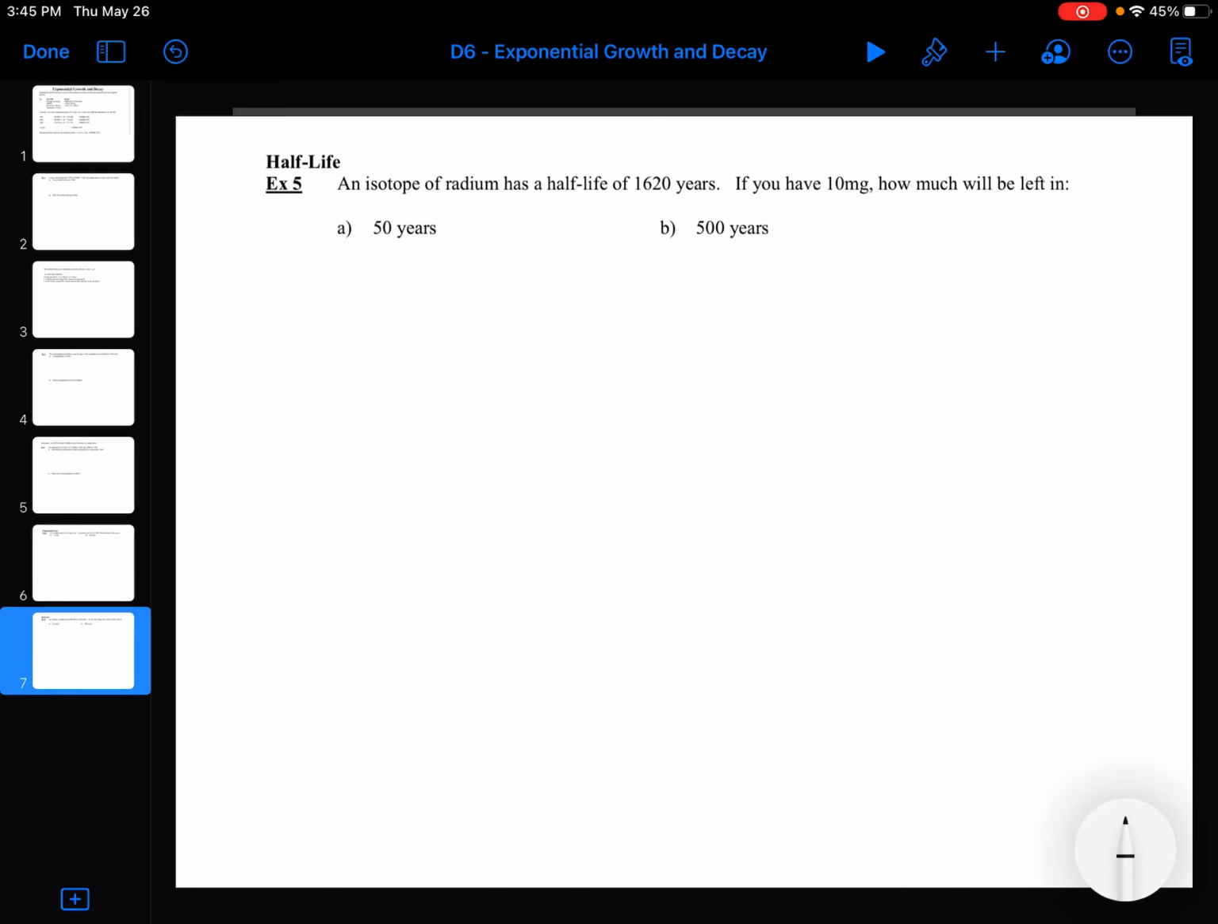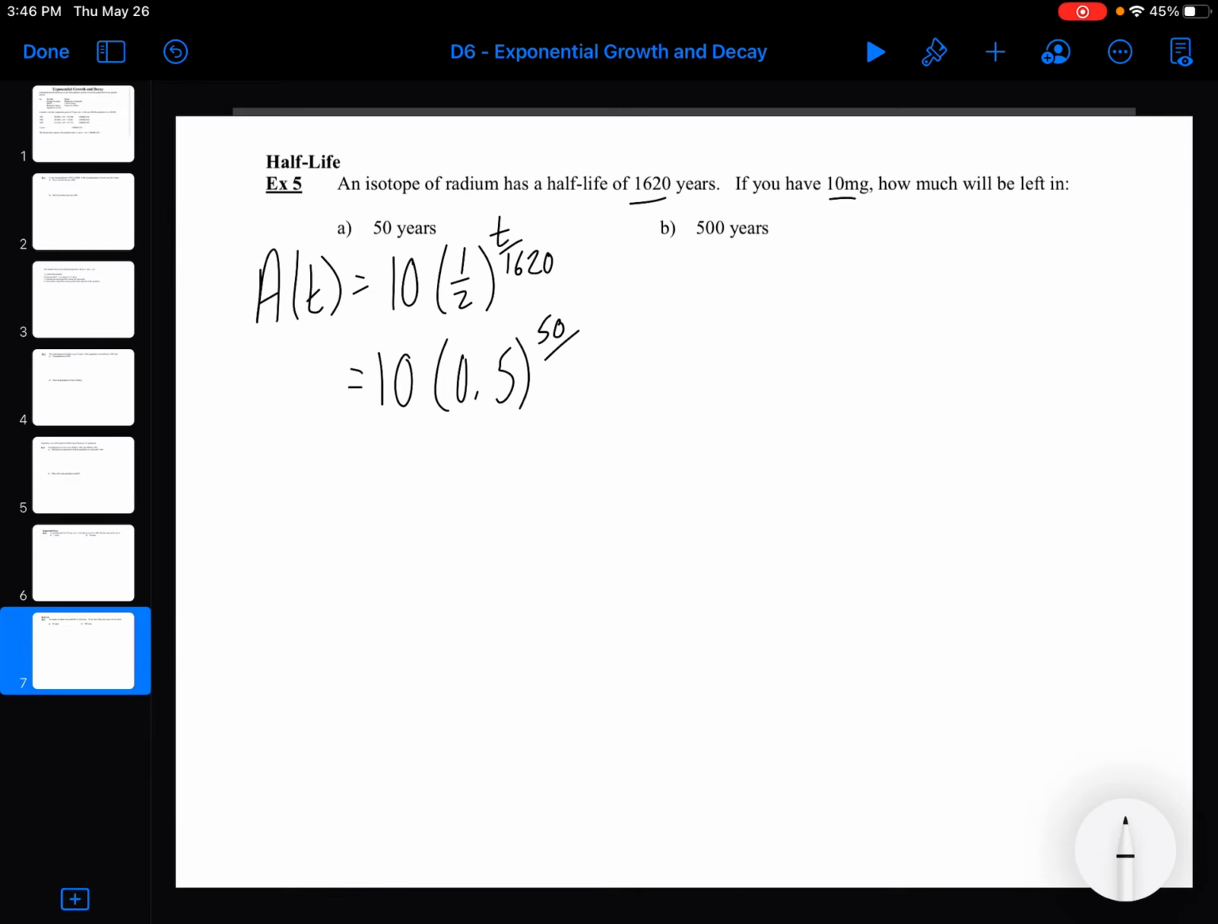Last one, we've got a half-life. A half-life just means that our growth factor is 0.5 or 1 over 2. So if a half-life is this many years, it's going to make our exponent t over that value. So if we have 10 milligrams to start, we want to do our amount is going to be equal to 10 times a half, and then t over 1620. So we would have 10, and I'm going to change this to 0.5. It's just easier to put it in your calculator. Again, you want to be pretty good at using your exponents in your calculator to do this.